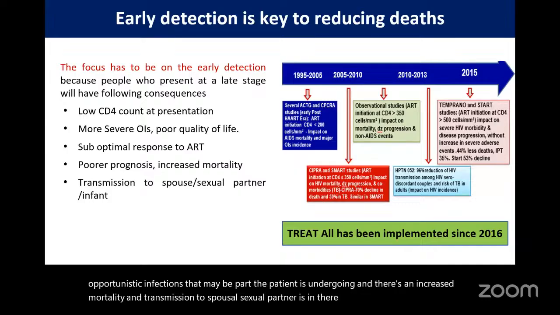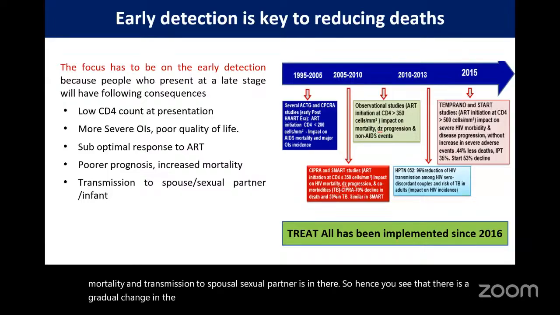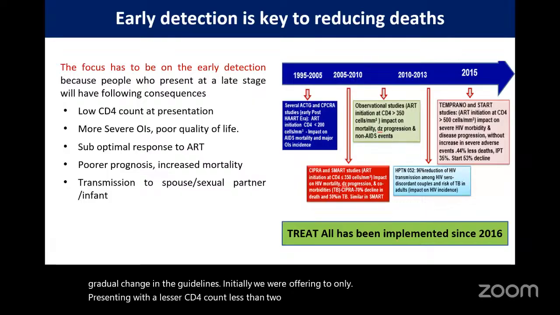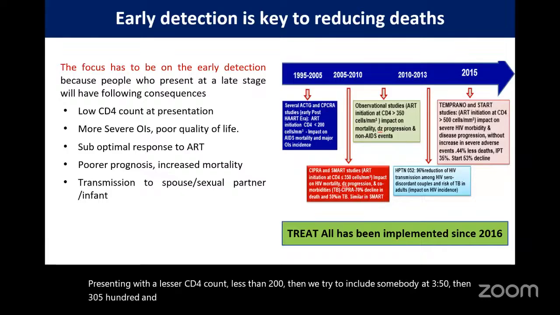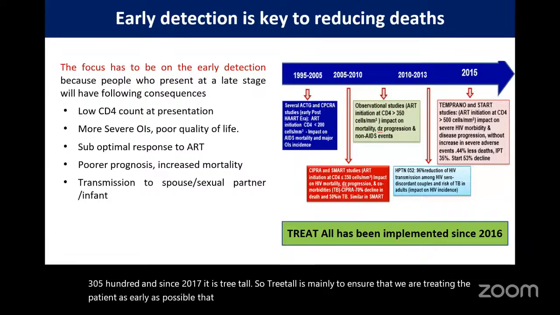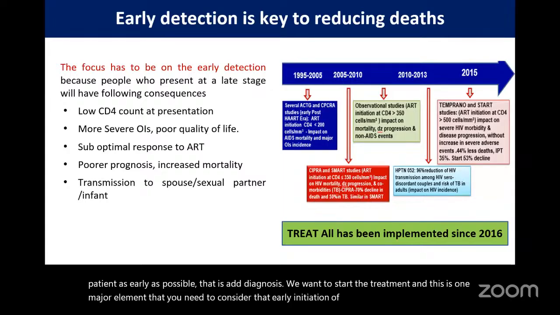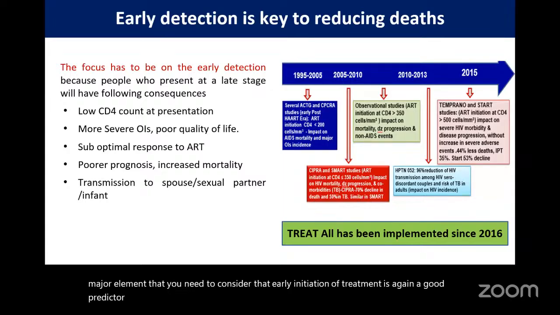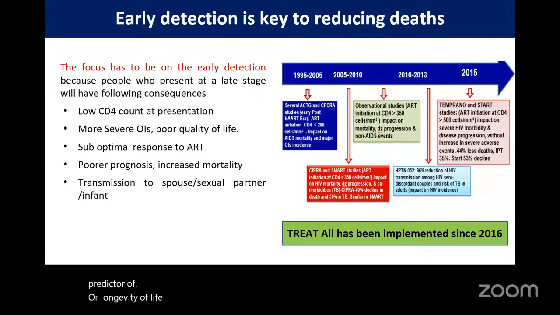So hence, you see that there is a gradual change in the guidelines. Initially, we were offering treatment only to patients presenting with a CD4 count less than 200. Then we tried to include somebody at 350, then 300, 500. And since 2017, it is treat all. So treat all is mainly to ensure that we are treating the patient as early as possible. That is, at diagnosis, we want to start the treatment. And this is one major element that you need to consider, that early initiation of treatment is again a good predictor of survival or longevity of life among patients with HIV.